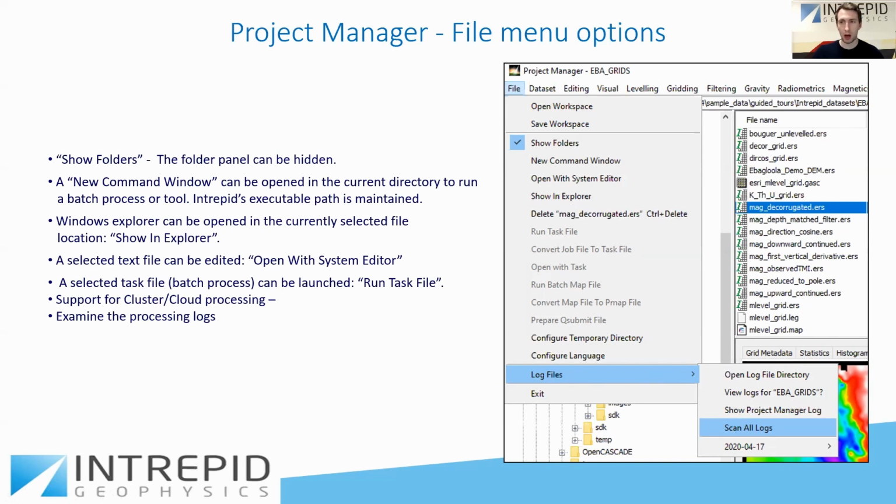And this can help you when you're trying to debug a task file that isn't quite working correctly, or any other process. And quite often we'll ask for these log files when trying to help you troubleshoot a problem. So they can be really useful to know where they are. So if you go File, Log Files, you can open the log file directory, and we'll often ask for a log file from there.